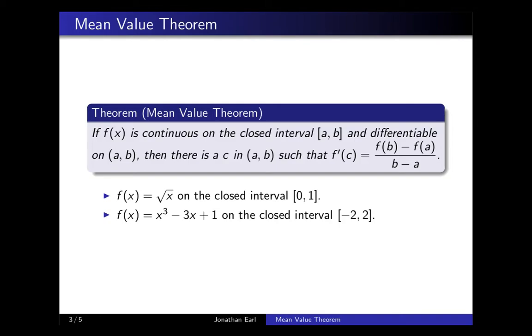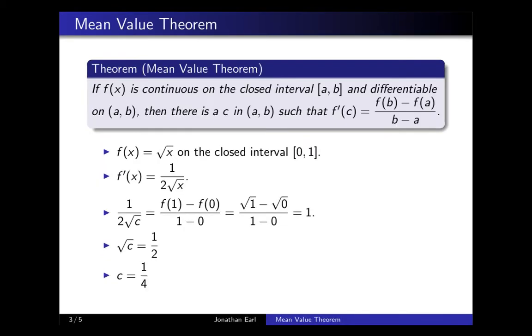So, two examples of this. Let's suppose that we have f of x is equal to the square root of x, and we're looking over the closed interval 0 to 1. Well, we could find that f prime is equal to 1 over 2 times the square root of x.